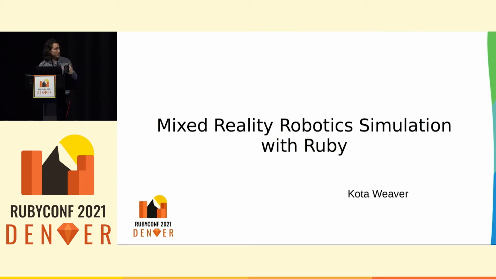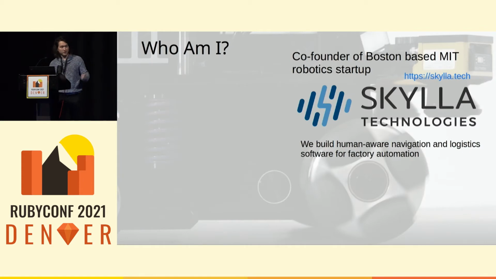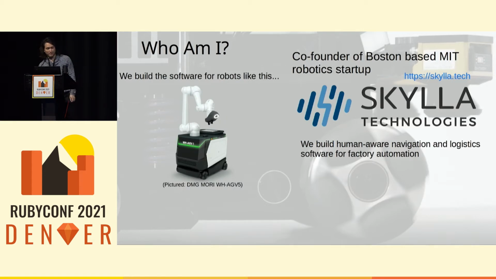Okay. So I'm Kota Weaver. I'm a founder of a robotics company out of Boston called Skylar Technologies. We try to build robots that are human aware, so they navigate without running into people and without slowing down much. We also do robot arm manipulation. This is a robot that we have out on the market that we collaborated on with DMG Mori, which is a machine tools company. We build software for robots like that.